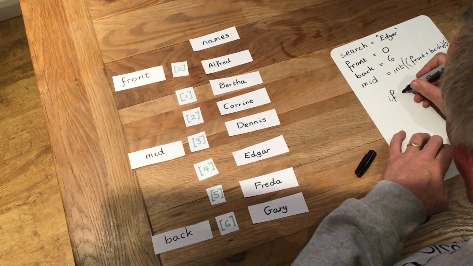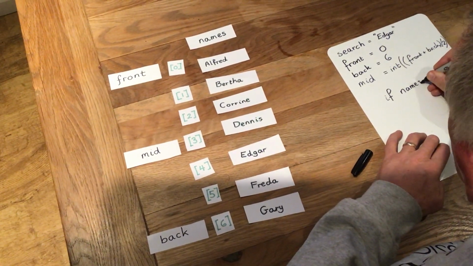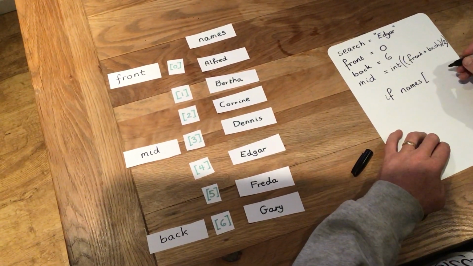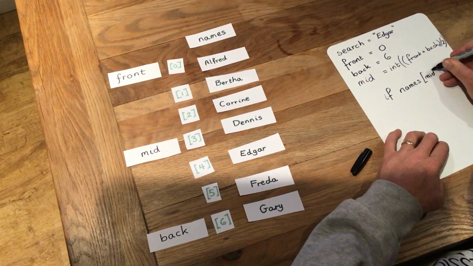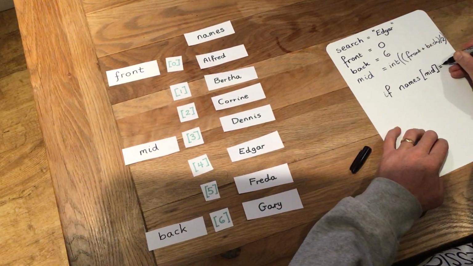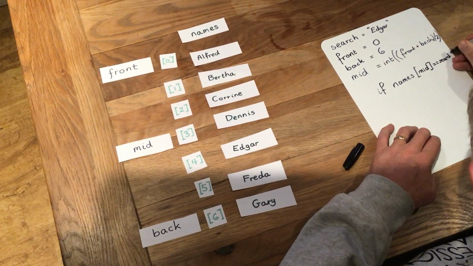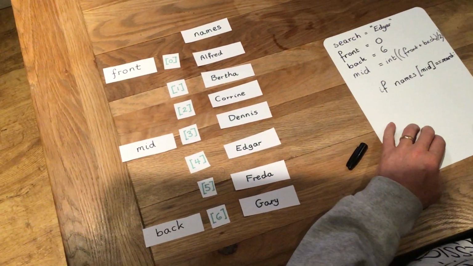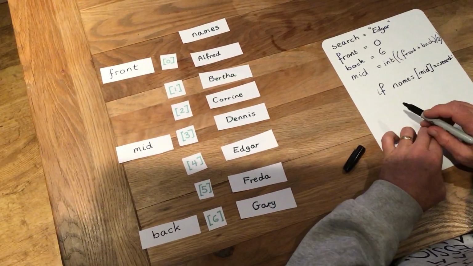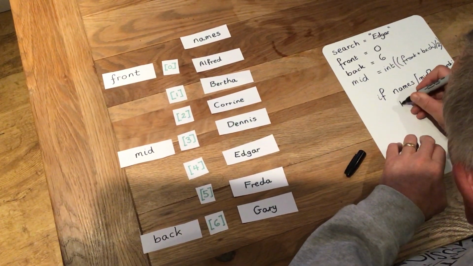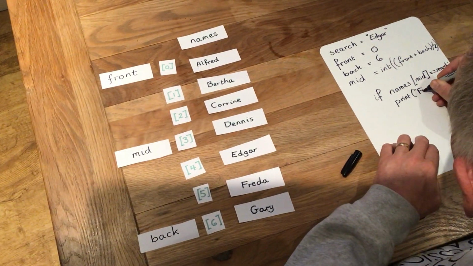In this case, we're going to say if names, which position are we looking at? We're looking at position mid. Is that the same as what we're searching for? Getting a bit small here, getting a bit too tight at the end there. So is names at position mid the same as search? Now, if it is, that's fine. We can print that we found it. Perfect.